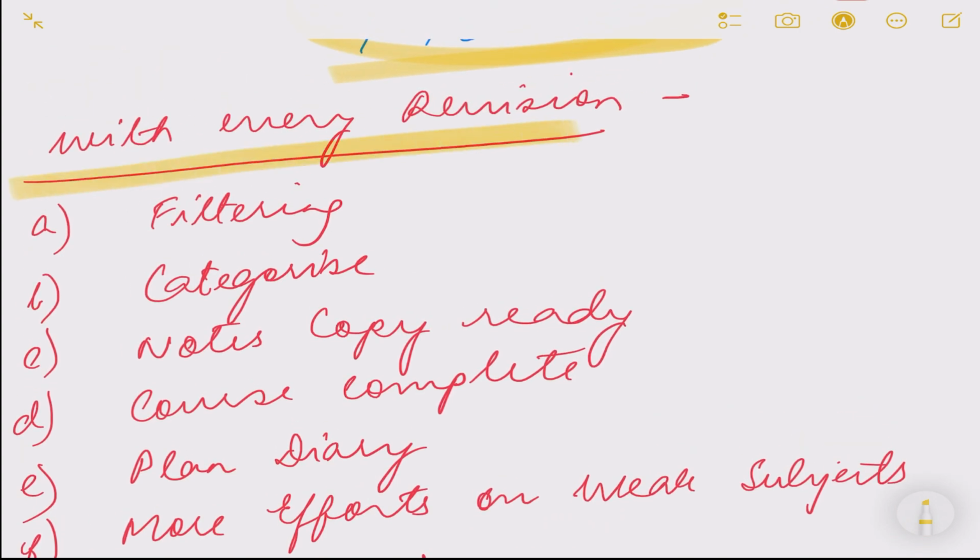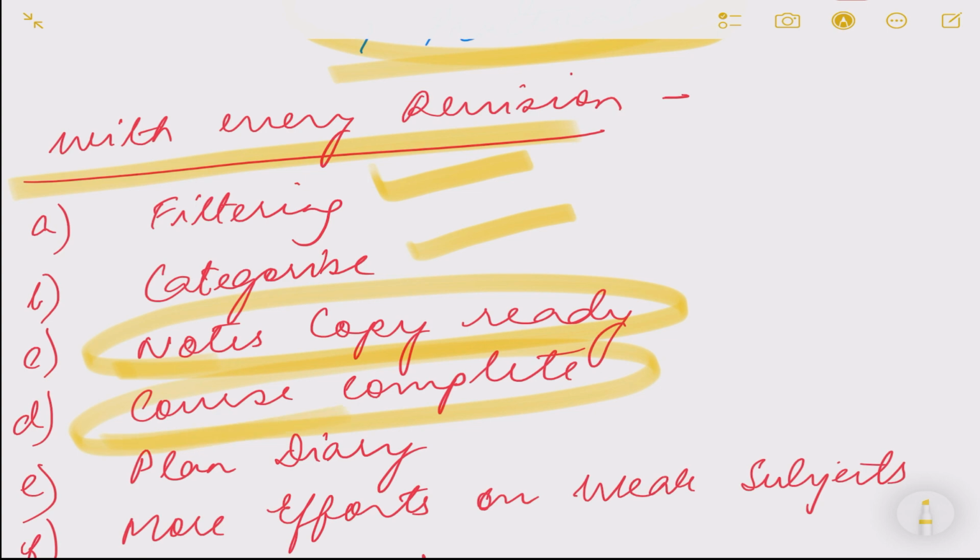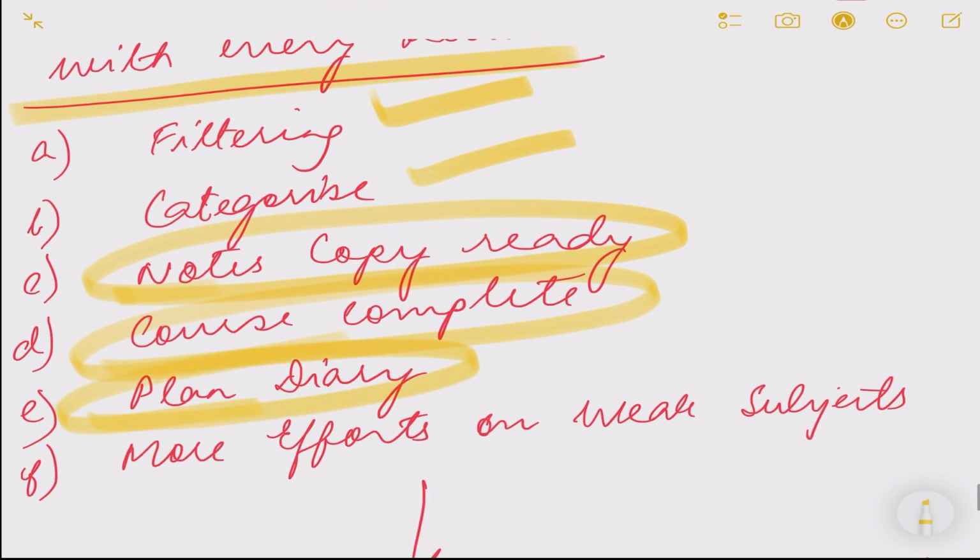So with every revision, you need to filter, you need to categorize. Your notes should be ready for the last day, your course should be complete, nothing should be left. Plan your diary nicely. This is very important. Your plan diary will give you a push on where you are and how much you need to study. It will improve your daily habits basically.